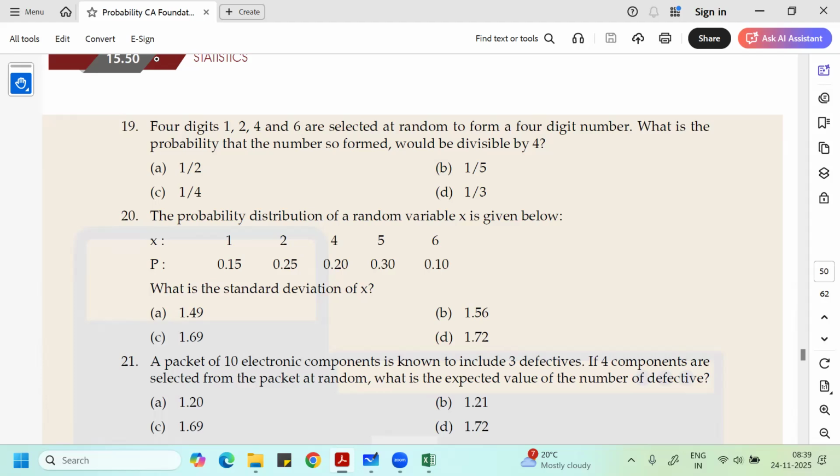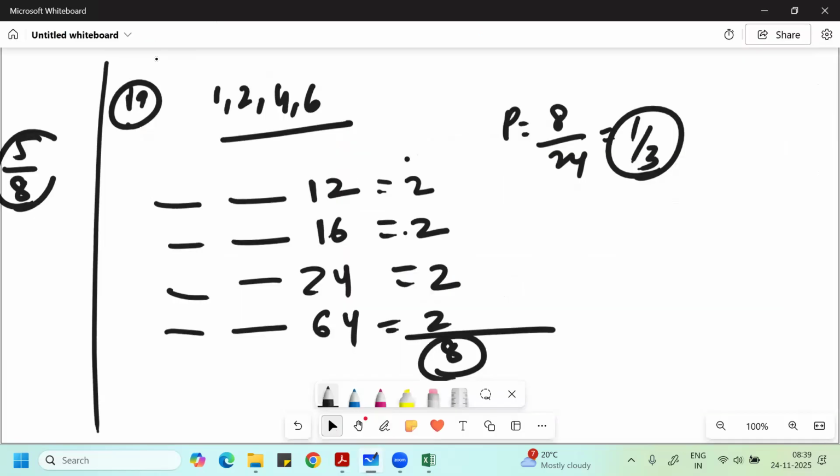If it ends with 12, then you have the two digits left, 4 and 6. They can come in as 4612 or 6412. So you can make two numbers. If it ends with 16, then you can make two numbers, 2416 or 4216. So like this you can make eight numbers which are divisible by 4, and in total you can make 24 numbers.